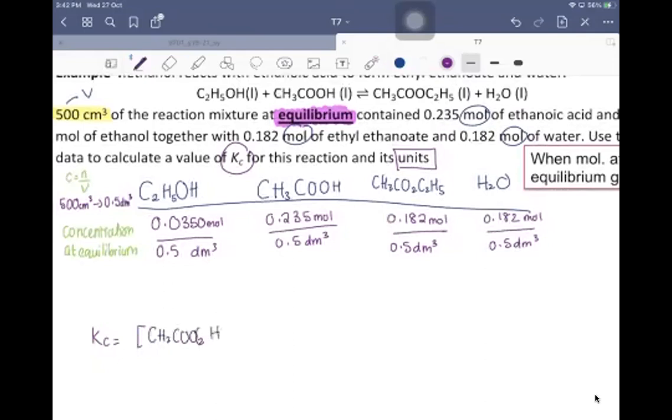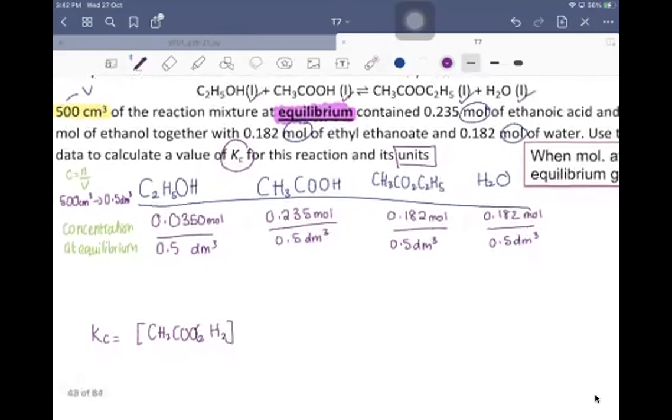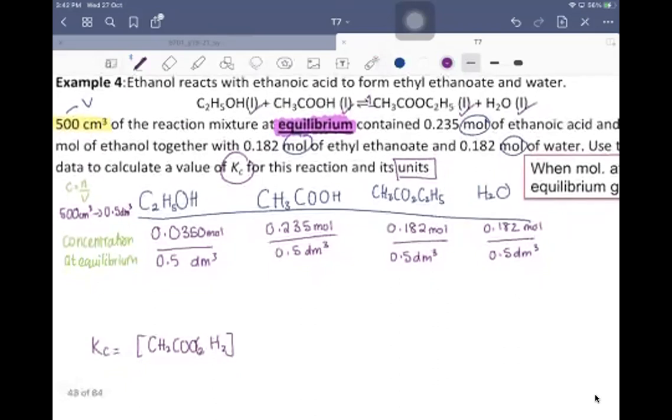Just be careful before you write down the Kc expression. You have to ensure that all of these reactants and products will be included in Kc. Liquid, yes, they're all liquid. Okay, none of them is a solid. So the concentration of my product, which is the ester, raised to the power of 1, because there's only 1 mole. They're all 1:1 ratio, so you don't have to worry about raising the concentration to a certain power.